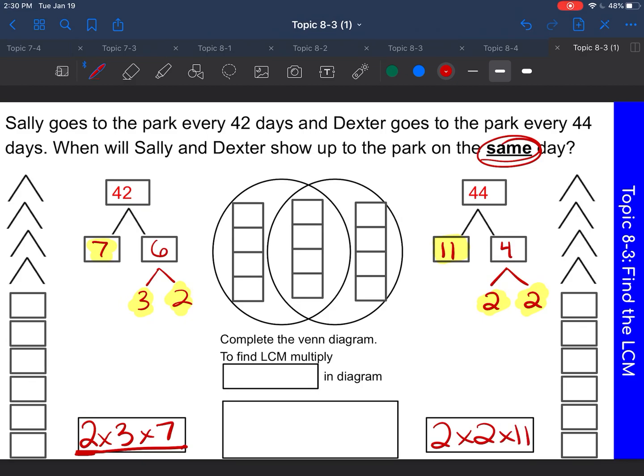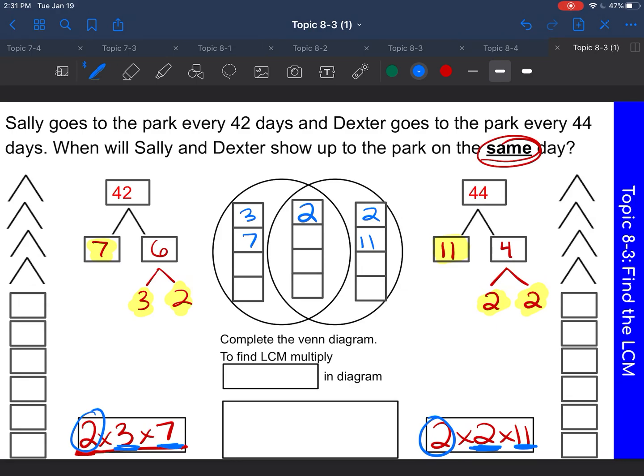All right. So now again, we are going to fill in our Venn diagram. Okay, what they have in common. They have one 2 in common, so we put a 2 there. No 3s in common, no 7s in common, so we just put the 3 and the 7 over here. We don't have another 2 to match that one, so we put it over there, and we don't have another 11, so we put it over there, okay?